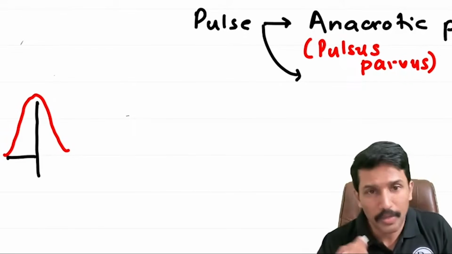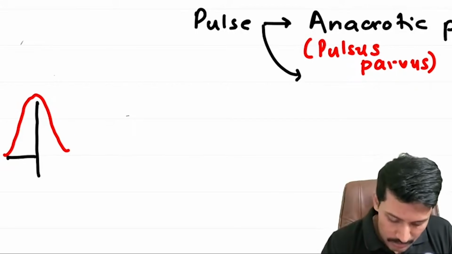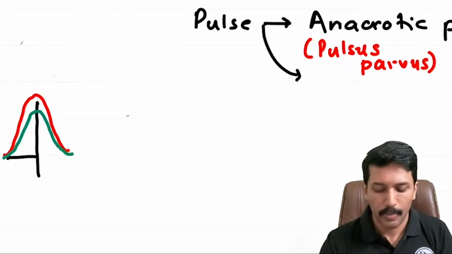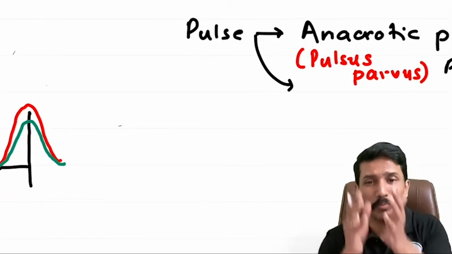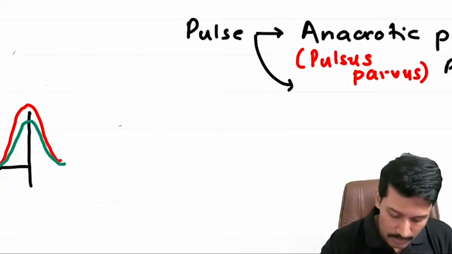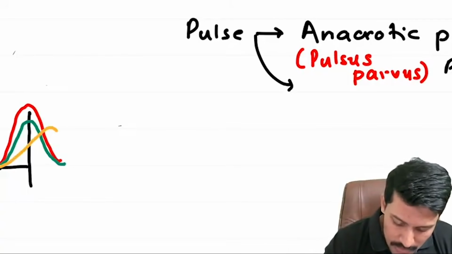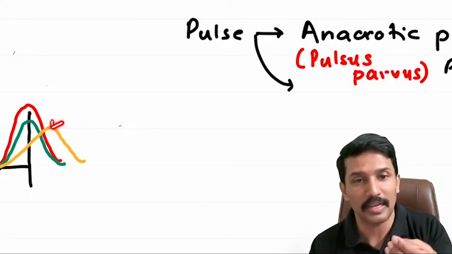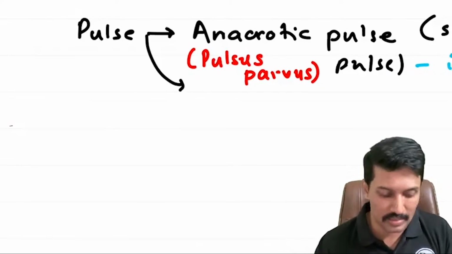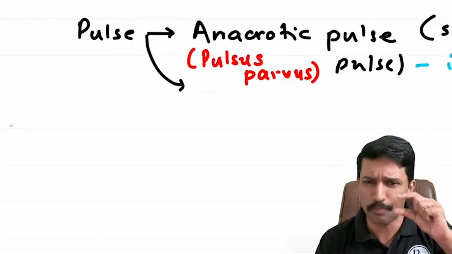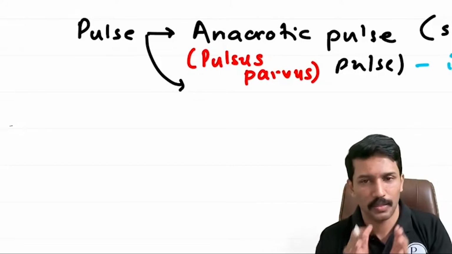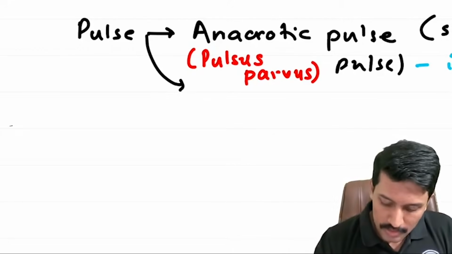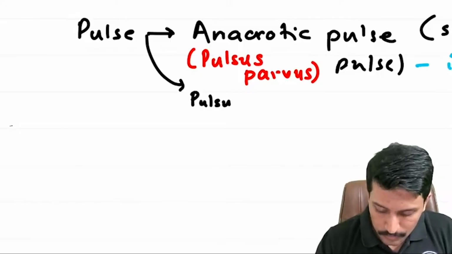Now, I developed aortic stenosis. Let us say it is mild. So then my peak becomes smaller, but the peak comes at the regular time. But if I have severe aortic stenosis, I'm ejecting the blood into the aorta very slowly. So then my peak becomes smaller and the peak comes late. So it is small as well as the peak has appeared late. So this kind of pulse is called pulsus parvus et tardus. Parvus means small. Tardus means slow. So the peak is small and the peak appears late or appears slowly. It is called pulsus parvus et tardus.